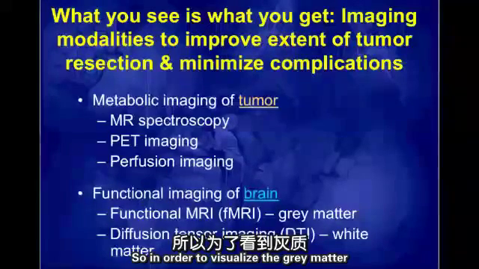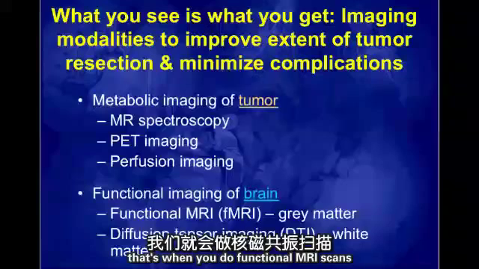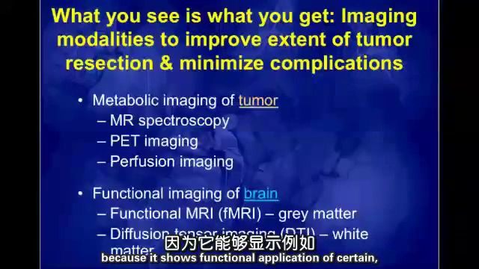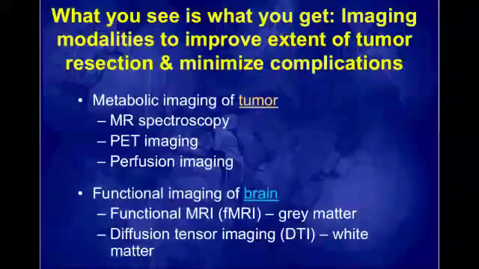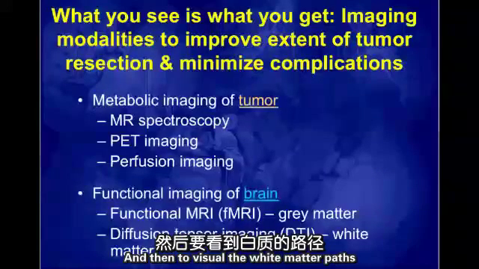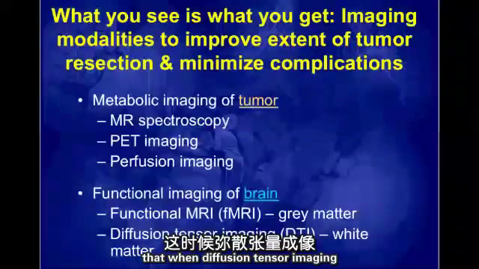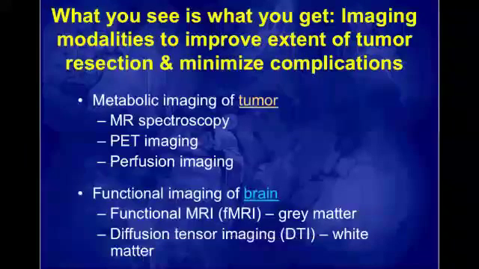So in order to visualize the gray matter, that's when we do functional MRI scans, because it shows functional activation of certain, for instance, language or motor cortex areas. And then to visualize the white matter tracks, that's when diffusion tensor imaging comes into play.